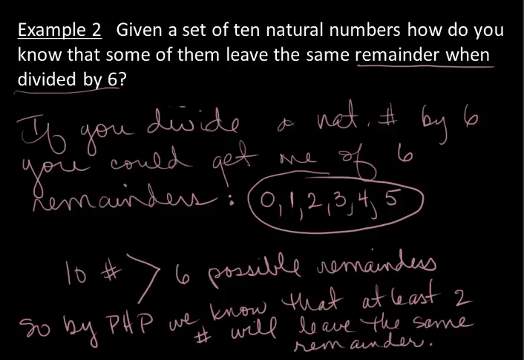This is how you write up a solution to something like this. You show the inequality that you're using: the number of birds greater than the number of holes. Here, 10 numbers is greater than 6 possible remainders upon division by 6, and so at least 2 of them will have the same remainder. Maybe they all will, but they're not all going to have different remainders.